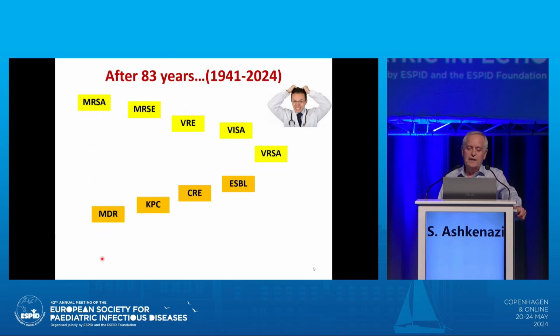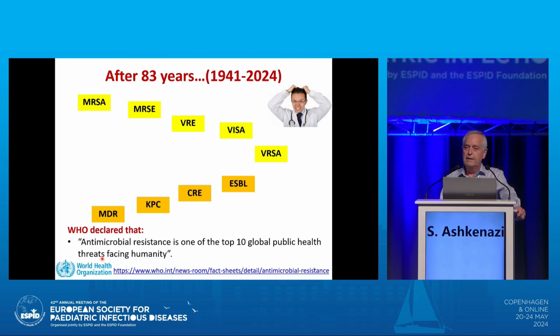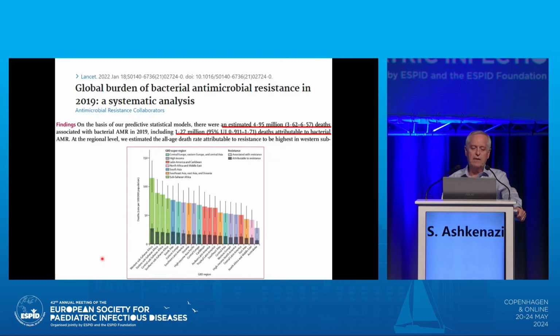Dear colleagues, after 83 years, we now have new acronyms: MRSA and MRSE, VRE, VISA, VRSA, and for gram-negatives, ESBL, CRE, KPC, multi-drug resistant bacteria, for instance, pan-resistant Acinetobacter baumannii. And the WHO has declared that antibiotic resistance is one of the top 10 global public health threats facing humanity.